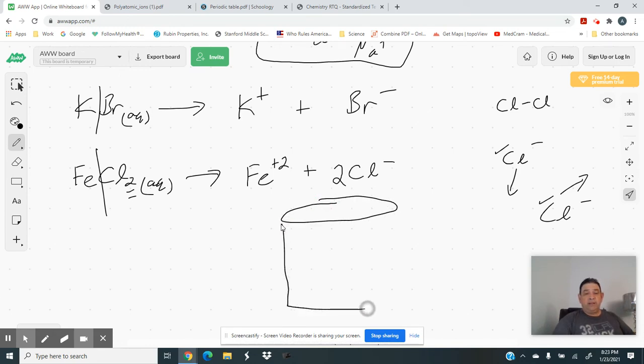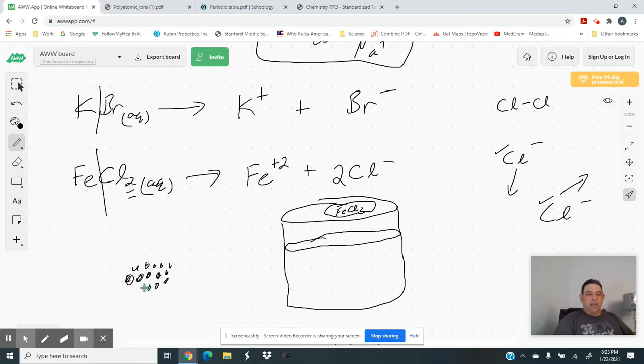Once again, sorry about my goofy little beaker. I'm not the greatest artist to begin with, and now with this little tablet it's even harder. But let's say I have this chunk of FeCl2, and remember that when they're in a solid, all these ions are right next to each other. Some of these are iron, some of these are chloride. There's twice as many chlorides as irons.